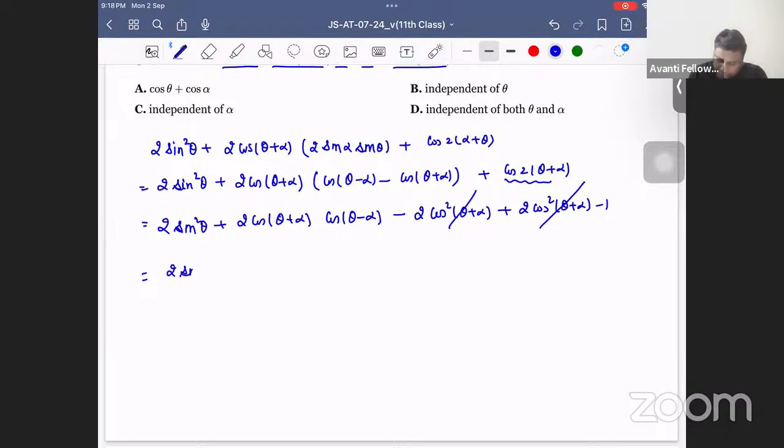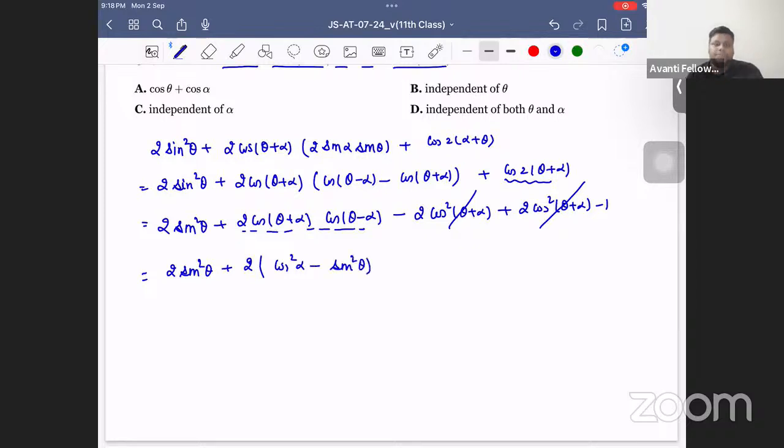So it will be 2 sin square theta plus, now this 2 cos A cos B. Got it? 2 cos A cos B is cos(A+B) plus cos(A-B). Or directly I can use twice of cos square alpha minus sin square theta.